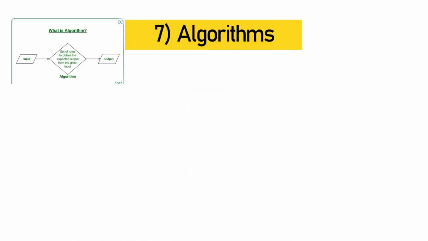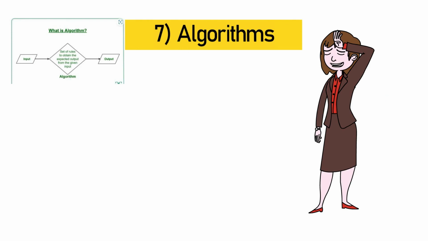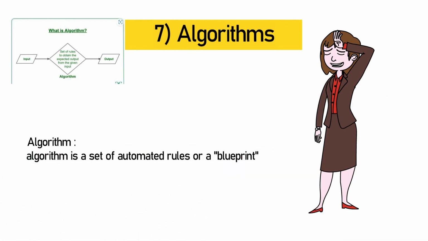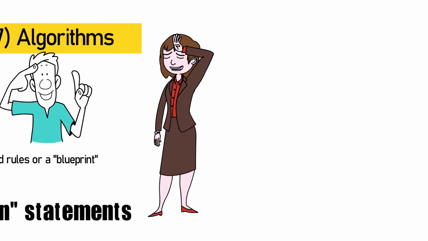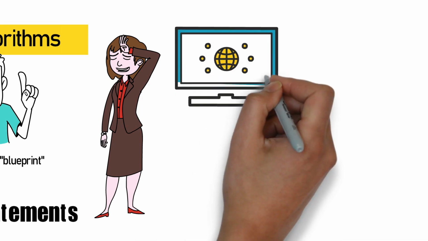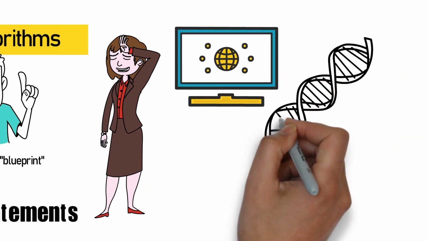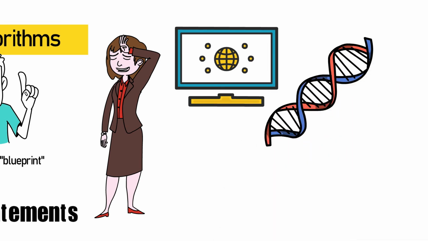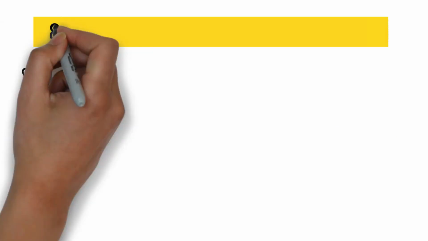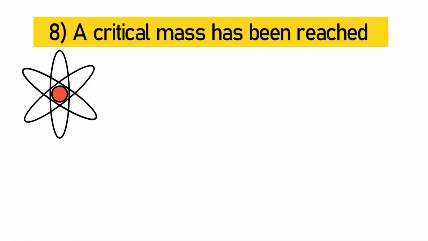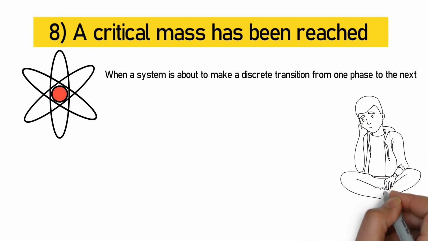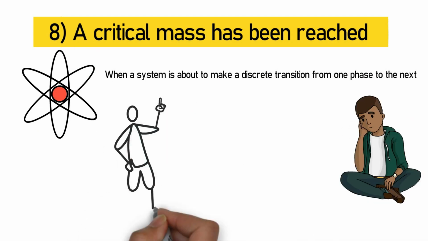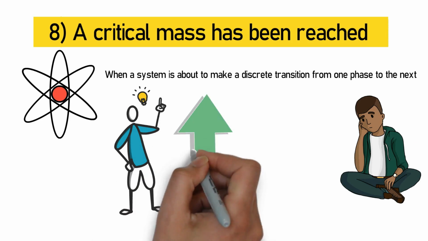Number 7, algorithms. While difficult to define precisely, an algorithm is a set of automated rules or blueprint that guides a series of steps or actions to produce a desired result, and is often expressed as a series of if-then statements. Algorithms are best known for their application in modern computing, but they also exist in biological life. For example, human DNA contains an algorithm for constructing a human being. Number 8. A critical mass has been reached. When a system is about to make a discrete transition from one phase to the next, it becomes critical. The marginal utility of the last unit before the phase change is far greater than that of any previous unit.